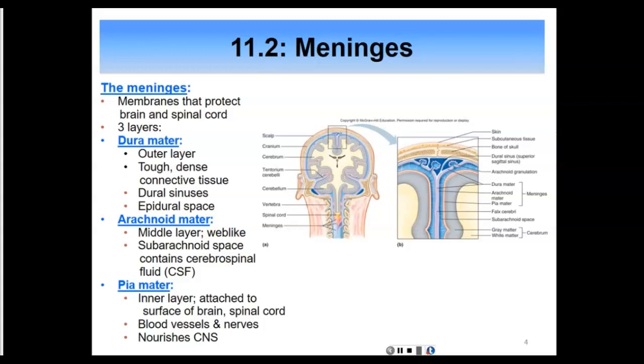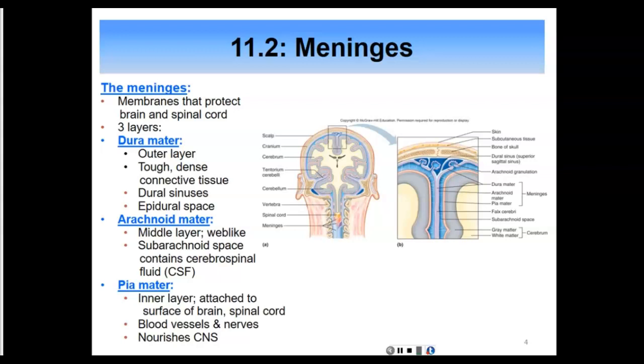So the meninges is this membrane that will protect the brain and spinal cord, and there are 3 layers to it. They all have the second word mater. Dura mater is the outer layer, and think durable. It's very dense, it's quite tough, and it helps with protection.